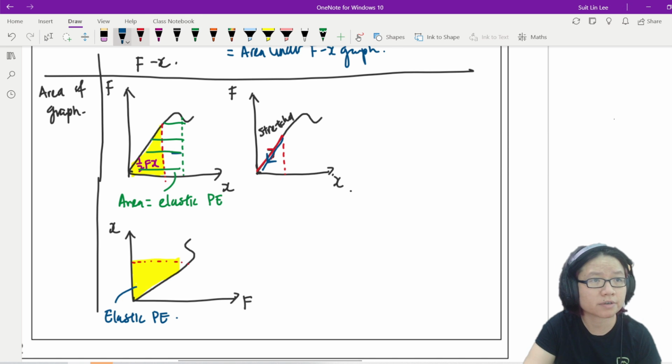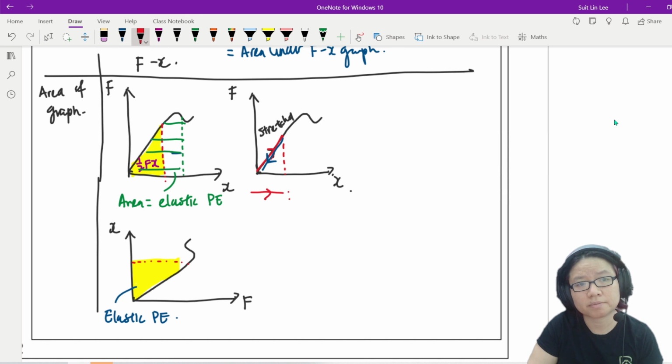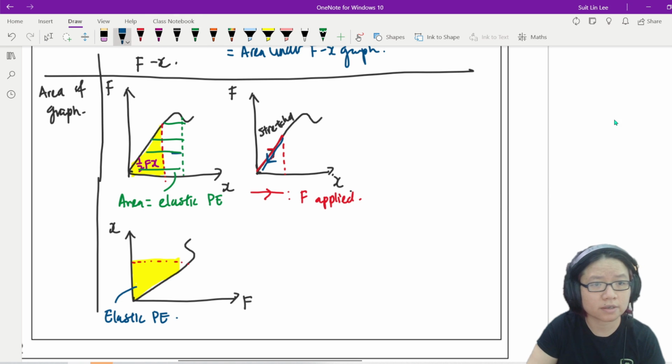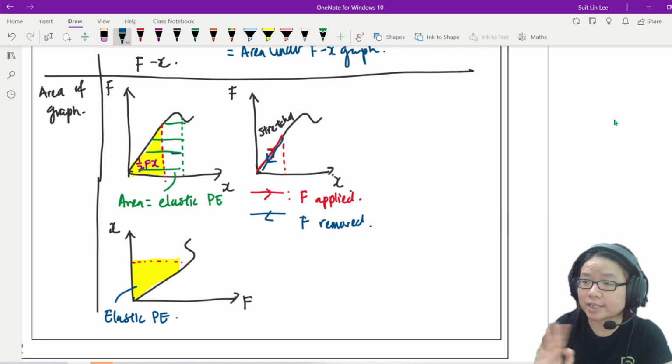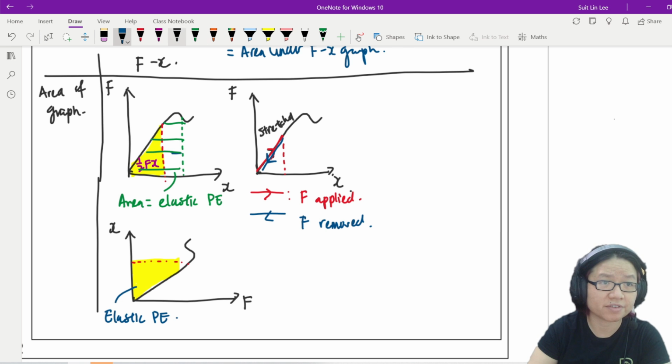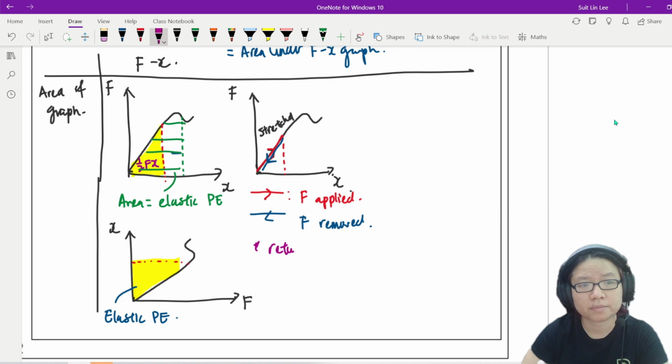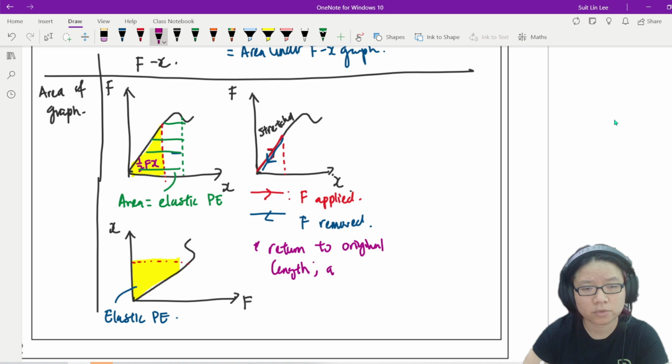So I'll write here: red color, force applied. Blue color, force removed. So all the elastic potential energy is recovered because you return to original length.